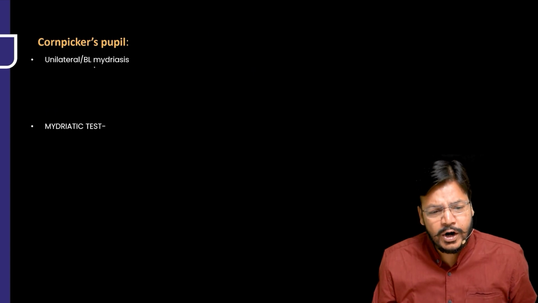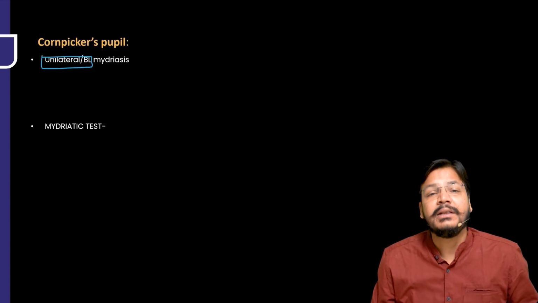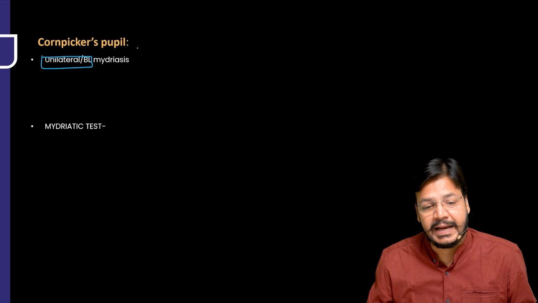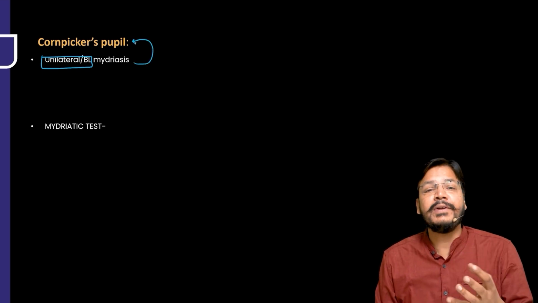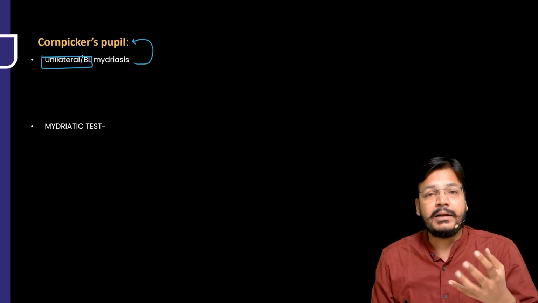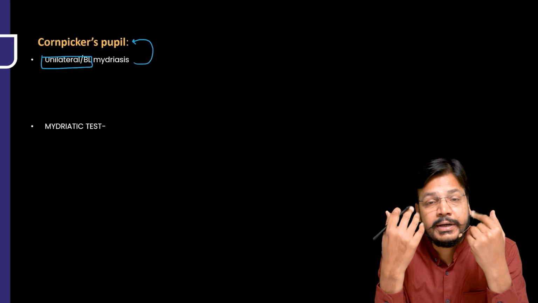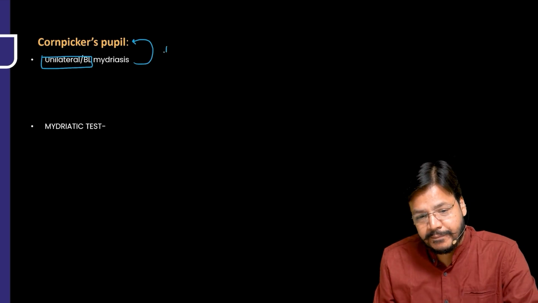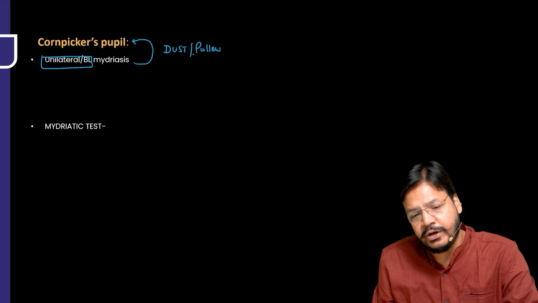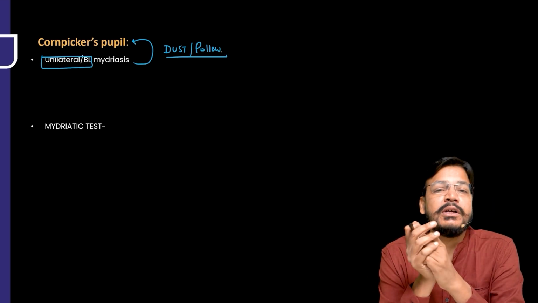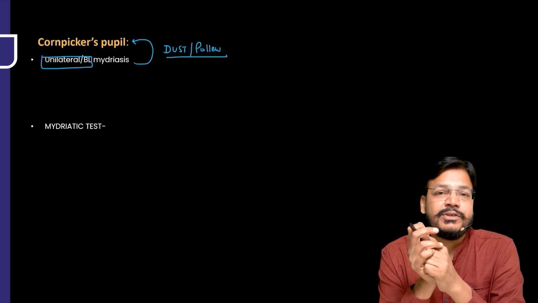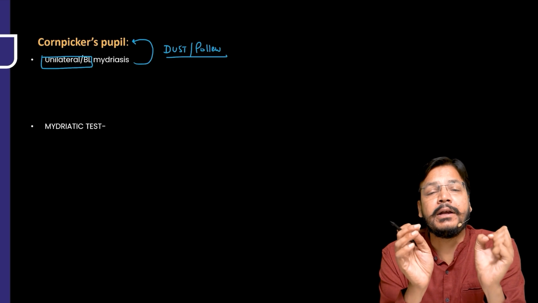Now, sir, corn picker pupil, what is this? This is unilateral or bilateral mydriasis. If you are working in a Datura farm, and the dust or pollen of Datura goes in your eyes, this will cause unilateral mydriasis. This is known as corn picker pupil.